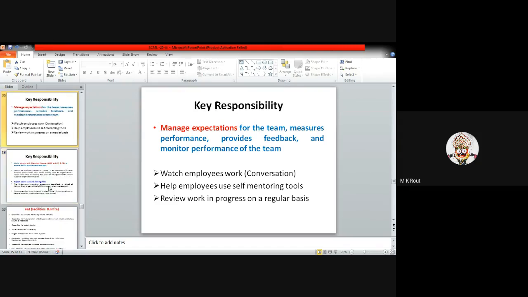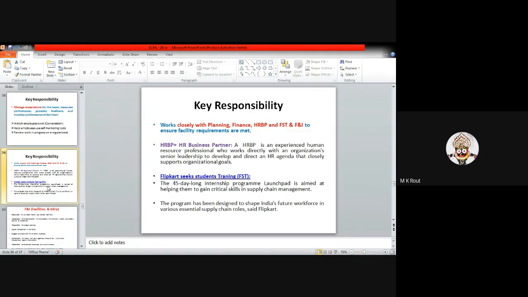The next one is key responsibility, especially with reference to the first one, your planning. The next is finance. In case of finance, you have to reduce the different operational expenses in case of warehouse. For example, loading, unloading. For example, there are around 20 people working under you.